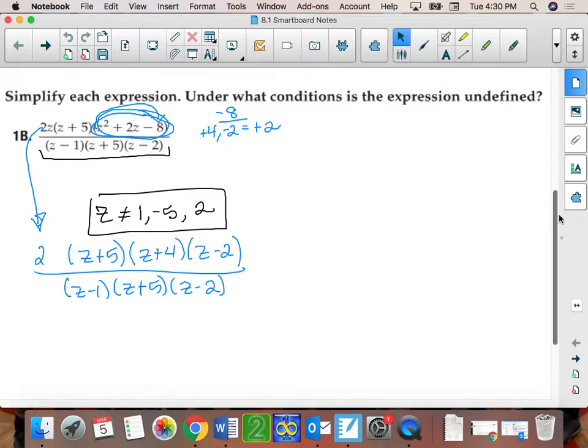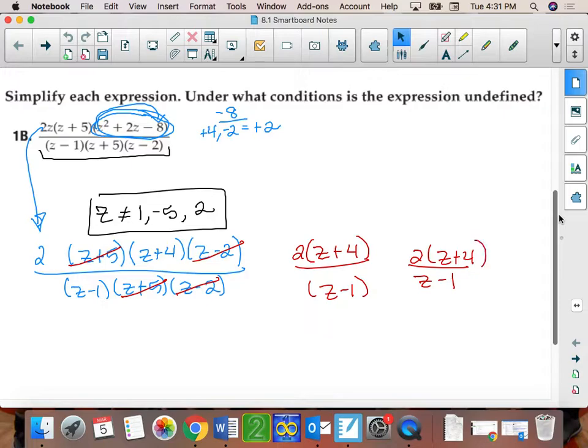Now we're going to cancel things that are the same, top and bottom. Again, I'm looking for full binomials to cancel. Once I'm done canceling, I'm going to write my answer in simplest form. So 2 times the quantity z plus 4 over the quantity z minus 1. And you don't have to have parentheses on the bottom. You can write it like this if you want. And there's my answer. So here's my answer, and here's my undefined portion.